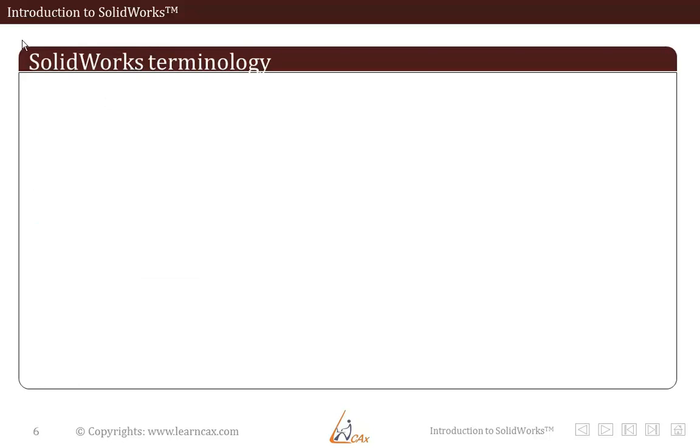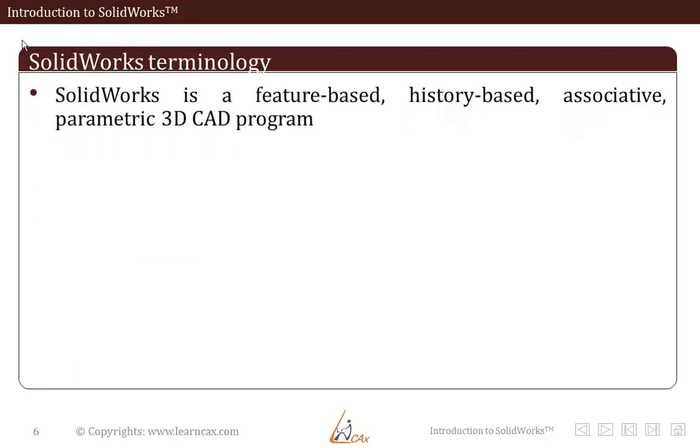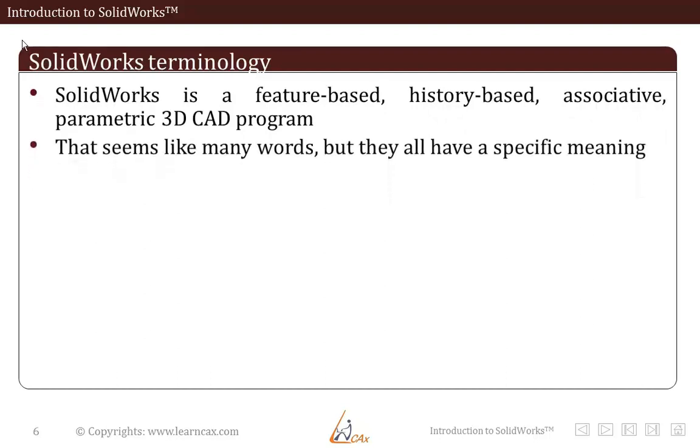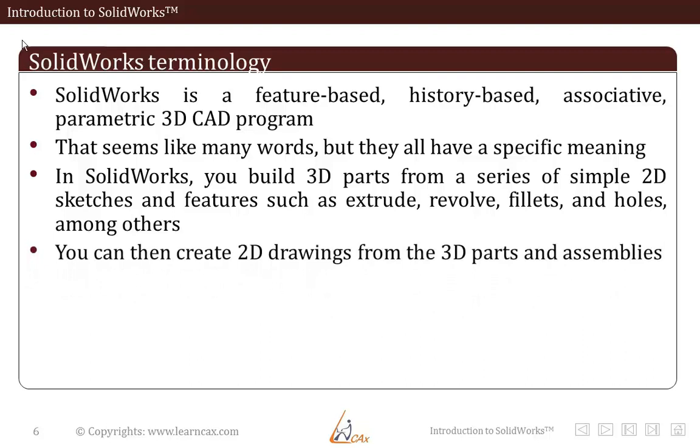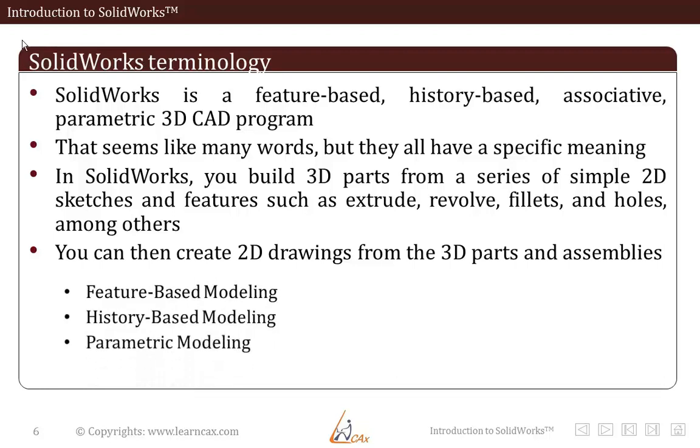Now let's understand some SolidWorks terminology. SolidWorks is a feature-based, history-based, associative, parametric 3D CAD program. That seems like many words, but they are all having a specific meaning. In SolidWorks, you build 3D parts from a series of simple 2D sketches and features such as extrude, revolve, fillet, holes, and others. You can also create 2D drawings from the 3D parts, that is vice versa of what we learned in the previous point. So these are the terms that come under SolidWorks: feature-based modeling, history-based modeling, parametric modeling, and associativity.